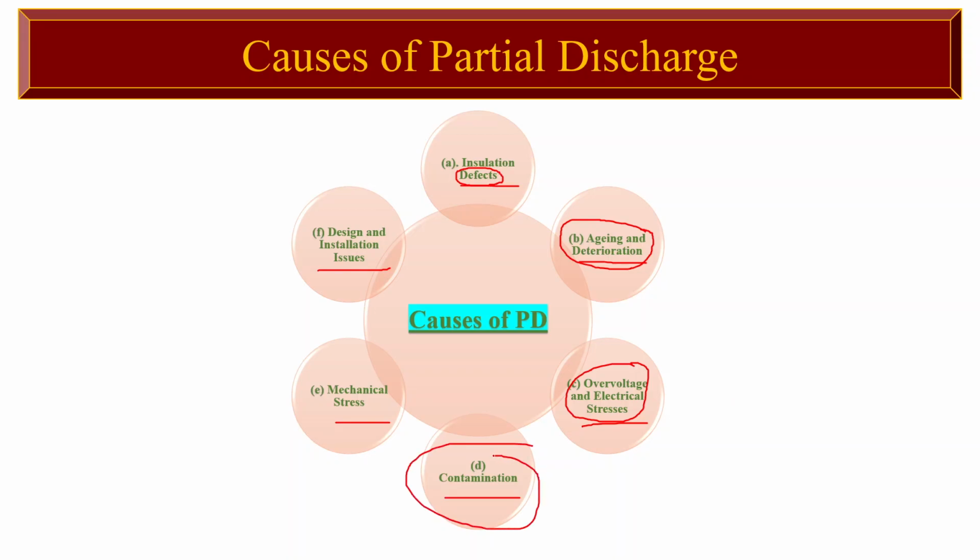Fourth one is contamination. The presence of contaminants such as moisture, dust, oil, or conducting particles on or within the insulation can enhance partial discharge activity. Contaminants provide a conductive path or can cause localized increases in the electric field strength, leading to partial discharge initiation.